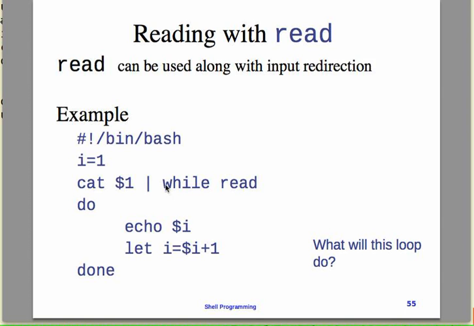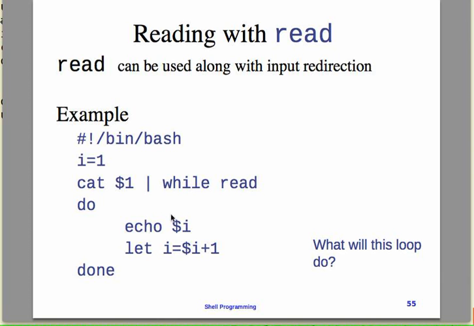We saw that we can use a while loop in combination with read. And in this case, input redirection, that is, we're using a pipe. That is an output of a command, in this case, a very simple command that just cats the contents of a file that's supplied as an argument. So assuming that the argument to this script is a valid file, this will do something. Make sure that you can read a script like this and figure out exactly what the script will do.